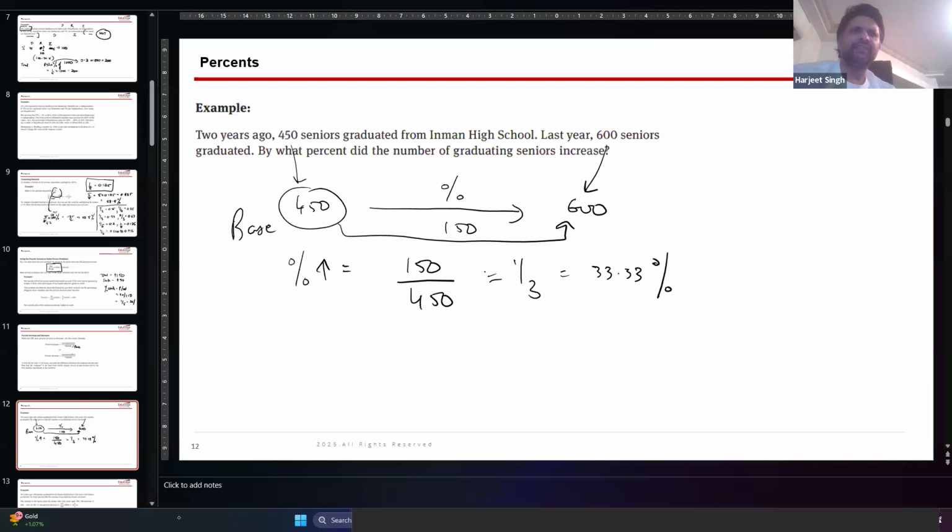So here the base is the original value, which is the starting point, 450 seniors 2 years back. And last year that number increased to 600. So the increment is 150. The base is 450. And that's how we set up the percentage increase.